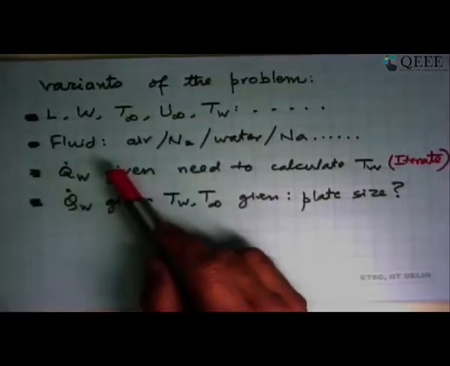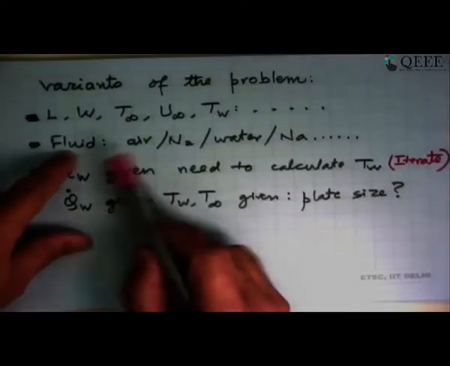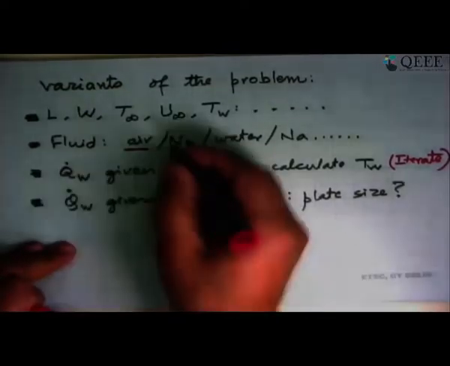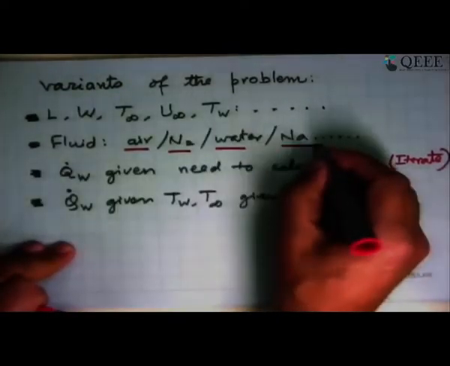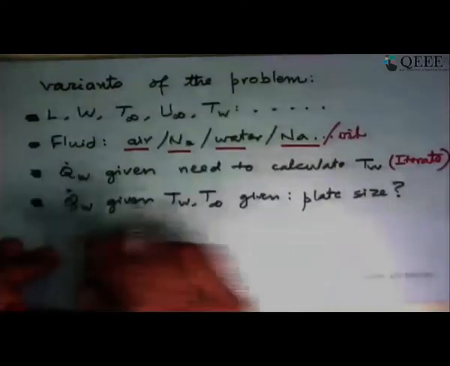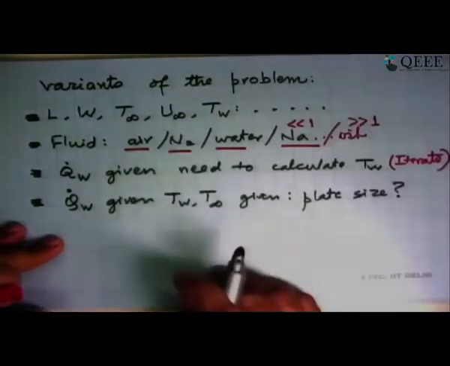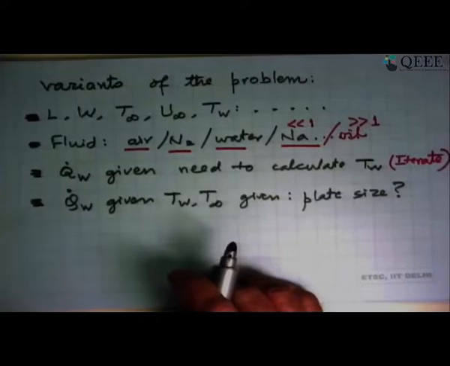Another variability that could come into this problem is the different fluid that is being considered. We looked at the problem for air. We could have done the same problem for nitrogen or water or sodium or say even engine oil. So these are so many things coming in. Here Prandtl number is slightly greater than 1. Prandtl number is very much less than 1. Prandtl number is very much greater than 1. We have to keep that in mind while picking up that Nusselt number correlation. That's the important thing. So many more possibilities are there.